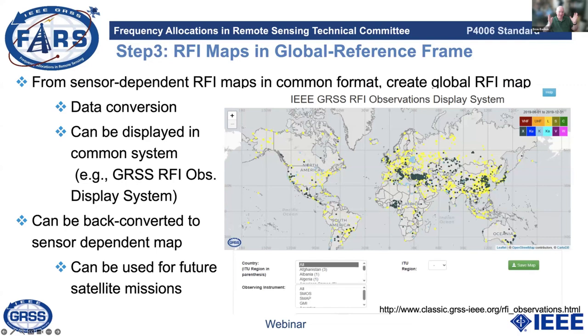Looking at this where it becomes blended, you start being able to put these different uses together. You can see here, GRSS has an RFI observations display system. It's a global RFI map that can actually be displayed and looked at. It's still a little bit difficult to maintain, but ultimately it becomes a great way for you to actually see if there's interference and if that is happening with others as well. And you can start to factor that in as you're looking at surveillance of various environmental phenomena. You could also factor this in for future satellite design and missions.